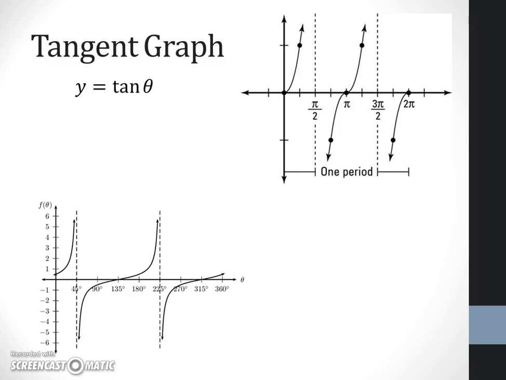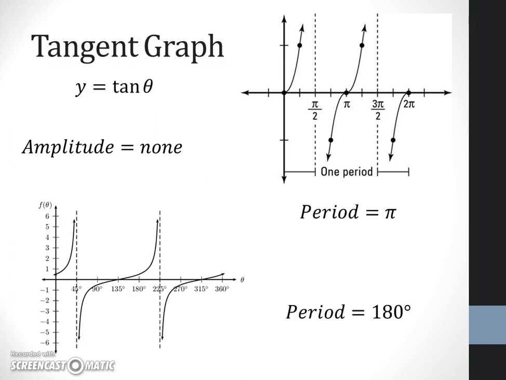The tangent graph is a little bit different. So the tangent on radian mode, notice that it goes from pi over 2 to 3 pi over 2. The period is pi. On the angles, it goes from 45 to 225. It's 180 degrees. The amplitude is none because notice it goes down all the way and it goes up all the way forever. So it will never end, so there is no amplitude. Again, the period is pi, or 180 degrees.